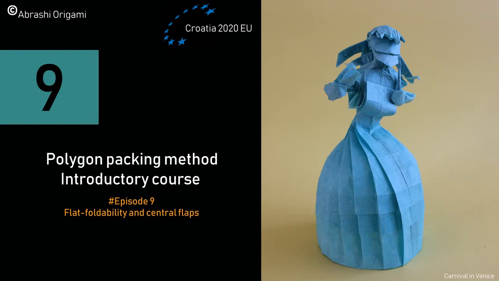Hi, this episode is a direct sequel to the previous one. Therefore, we're gonna continue to examine crease orientation in the light of flat foldability rules. In this episode, we're gonna finally deal with examples that include so-called central flaps.